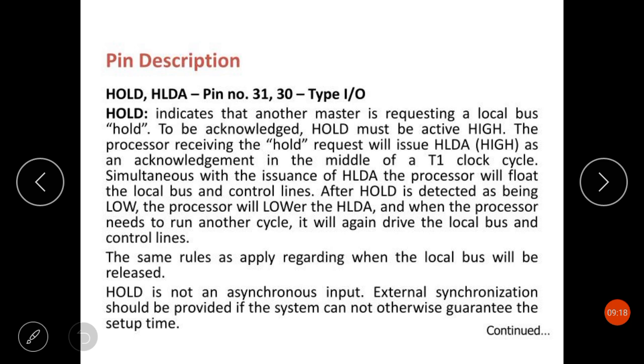So here I have written type I/O, where I is for input and O is for output. So HOLD is a type I pin, meaning it is an input pin, and HLDA is a type O pin, that is the output pin. It means the HOLD signal is going to get inside the microprocessor through the input pin, and any status or signal is going to go out from the microprocessor through the output pin. So HLDA is the output pin and HOLD is the input pin.